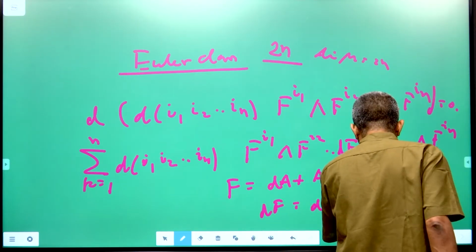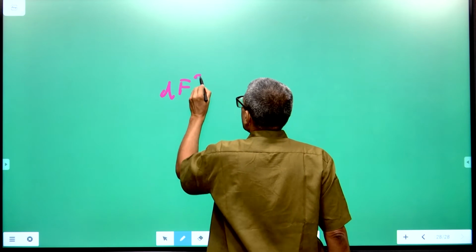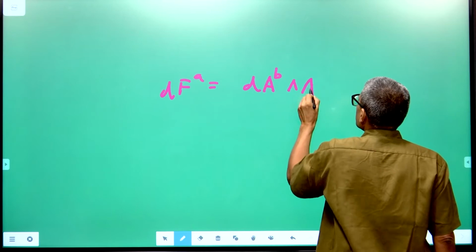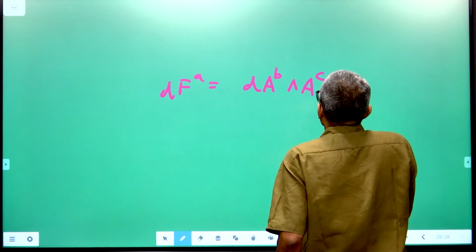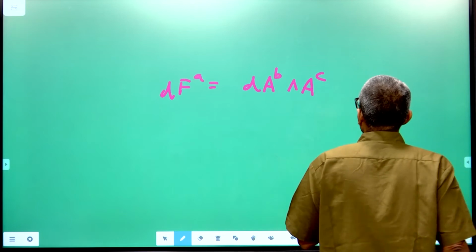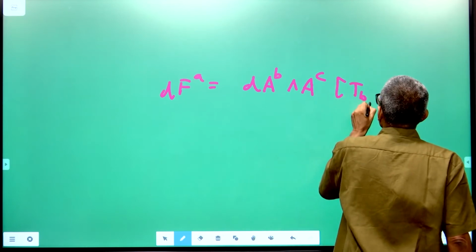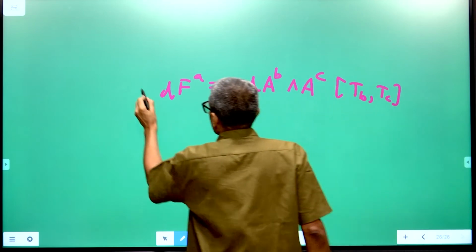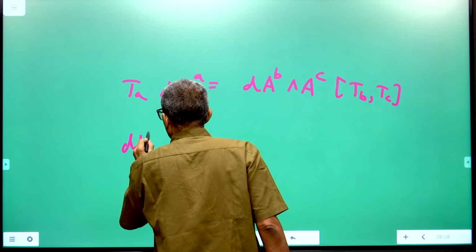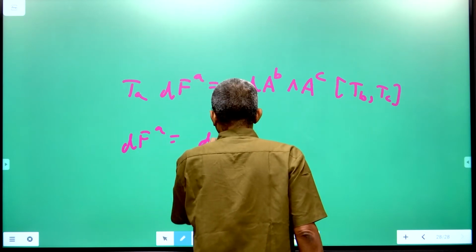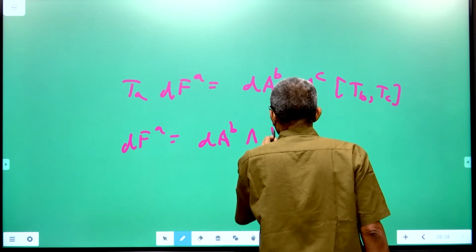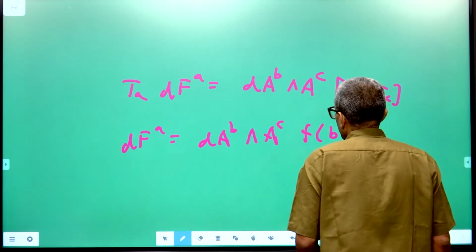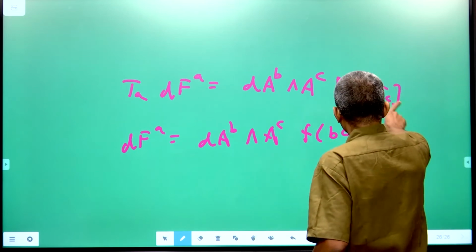you can also write this in component form as dF of A is nothing but d_ab wedge A_c into F(T_b, T_c), and you are going to pick out the coefficient of this into T_a, which is the same as saying that dF^a is nothing but d_ab wedge A_c into f^{bc}_a, because [T_b, T_c] is f^{bc}_a T_a.